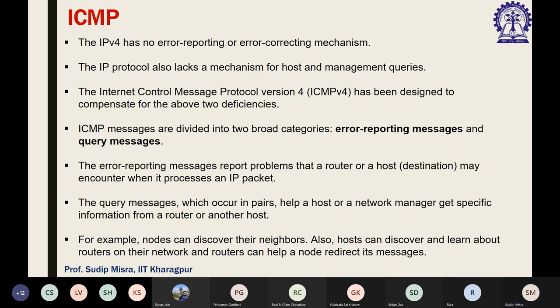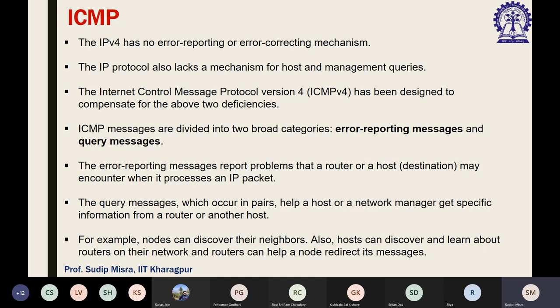Error reporting, error correcting, and also it lacks the mechanism for host and management queries. What that means is, if you want to know the status of a particular host, basically whether it is alive or not, etc., that sort of thing you cannot really know using the IP protocol. IP protocol doesn't give you that facility.